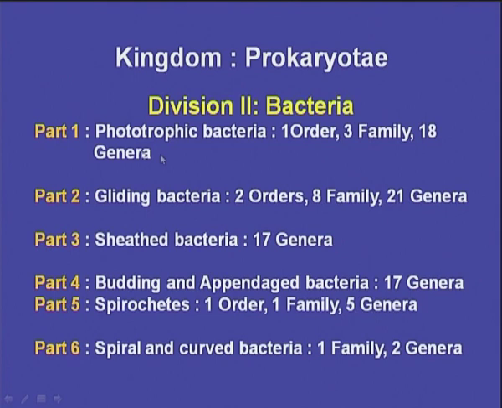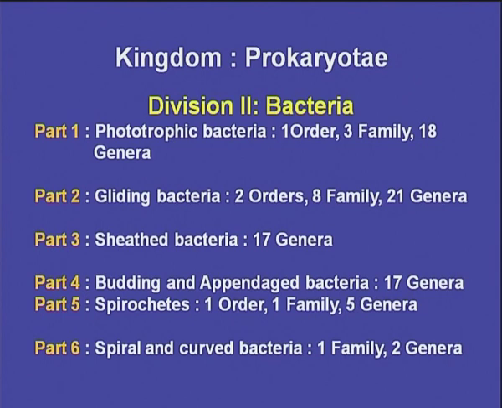Part 1 is composed of phototrophic bacteria. It has 1 order, 3 families and 18 genera. Then part 2, gliding bacteria. It has 2 orders, 8 families and 21 genera. Part 3 is sheathed bacteria. It has 17 genera. Part 4, budding and appendaged bacteria. It has 17 genera. Part 5 is spirochetes. It has 1 order, 1 family and 5 genera.